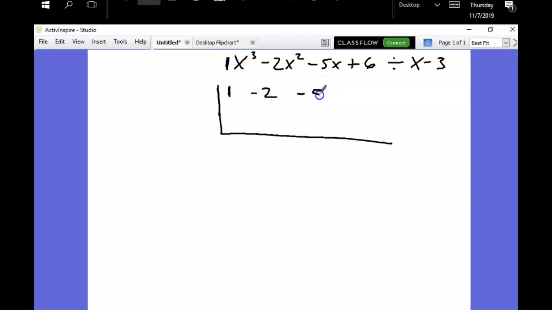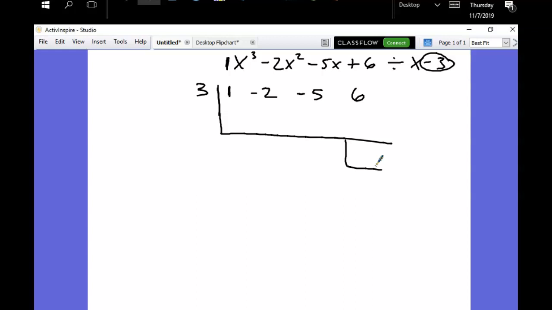Next, what goes in the front? Change the sign of this last number over here. And over here, this is where our remainder is going to go. But if something's a factor, you shouldn't get a remainder. For instance, 3 is a factor of 12. If you divide 3 into 12, do you get a remainder? No. Same thing here. We should not end up with a remainder if x minus 3 is a factor.